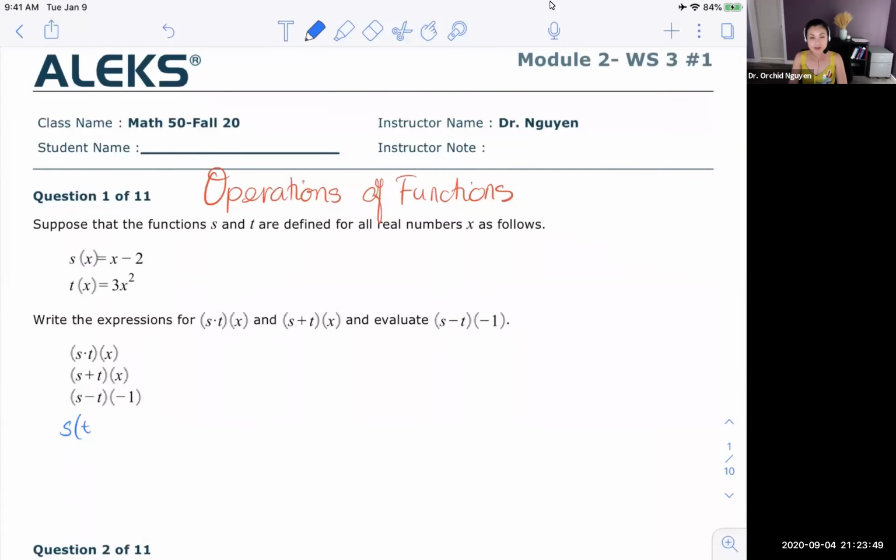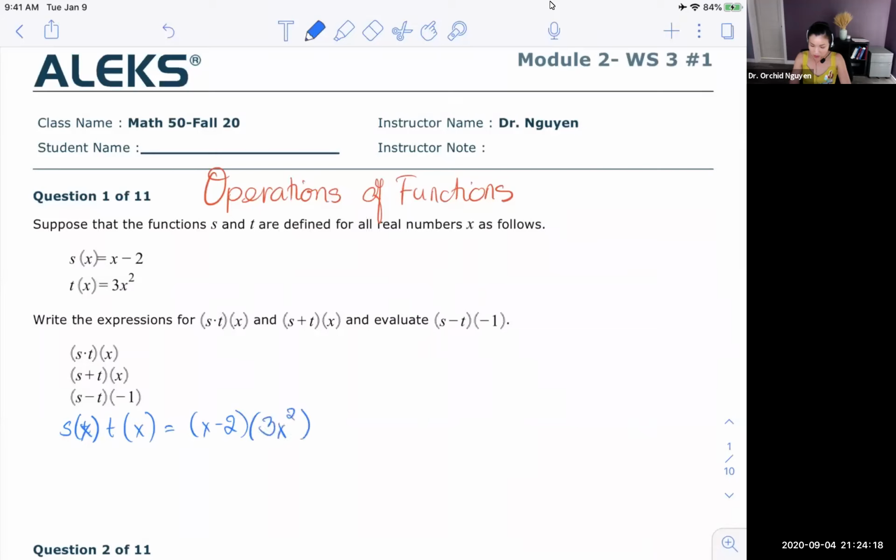Hi class, for this video, I want to review operations of functions. So you can see right here, we have product, sum, and the difference. So let's take care of the product first. S of x times t of x. So s times t of x is just s of x times t of x. And pretty much you just multiply the two functions.